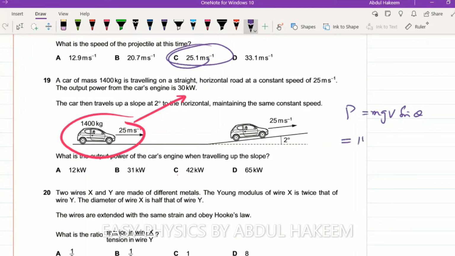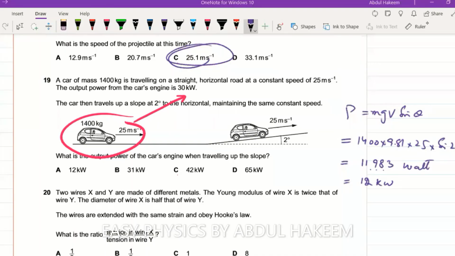So m is 1400. G value is 9.81, speed 25, and sine of 2 degrees. So after calculation, this answer is coming 11,983, so approximately 12 kilowatt.